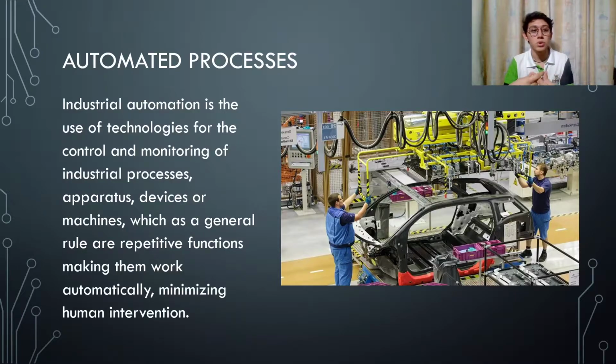The automated process. Industrial automation is the use of technologies for the control and monitoring of industrial processes, apparatus, devices, or machines, which as a general rule are repetitive functions, making them work automatically, minimizing human intervention.